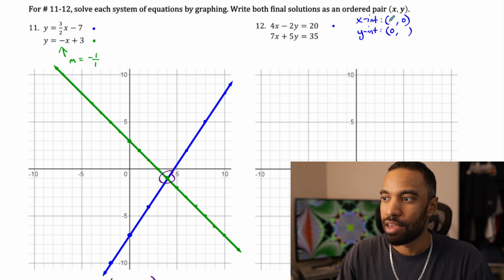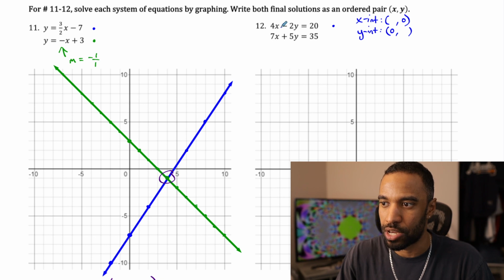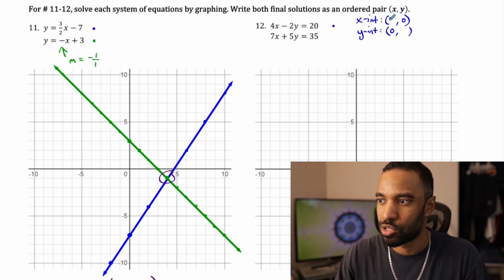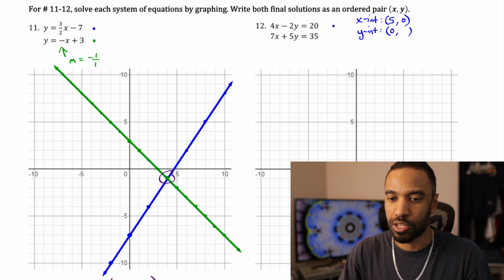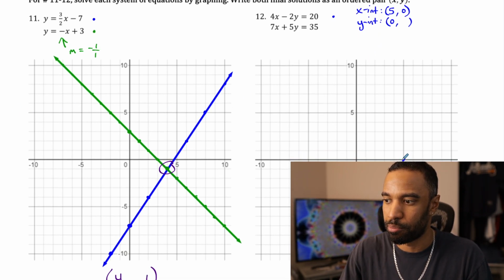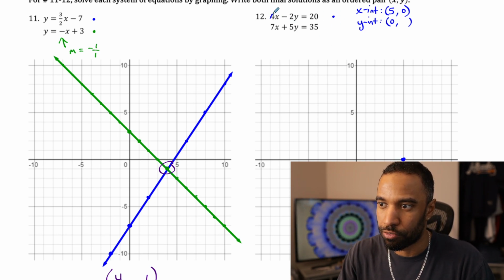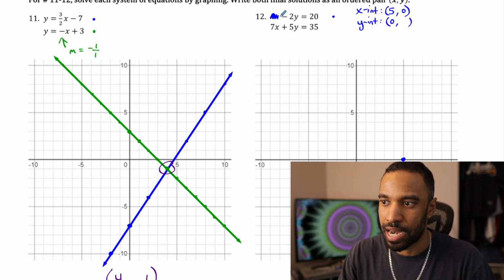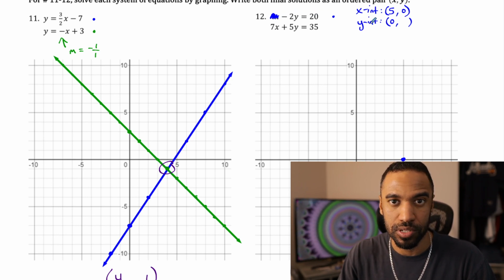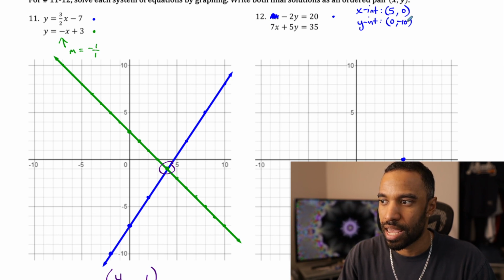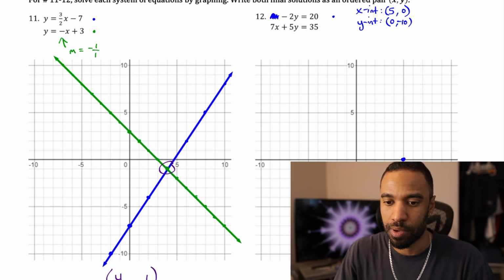in solving. If I substitute 0 for y in the top equation, negative 2 times 0 is 0. I'm left with the equation 4x equals 20. If I divide both sides by 4, I get x equals 5. So that's what I get, 5 comma 0. That is one of the points that is on this graph for blue. And also, the y-intercept, I substitute 0 for x, I'll get the equation negative 2y equals 20. Divide both sides by negative 2, I get y equals negative 10. So 0 comma negative 10 is my y-intercept.